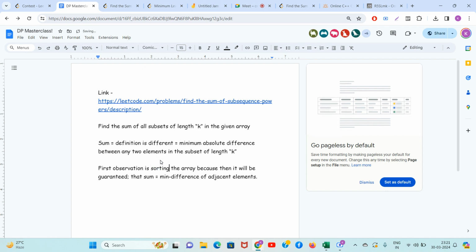So guys, let's say your array is sorted and everything is nice. What should be your state, guys? It is common sense, huh? Common sense.